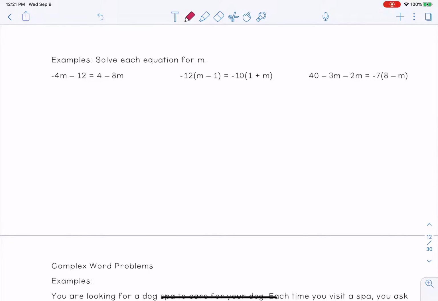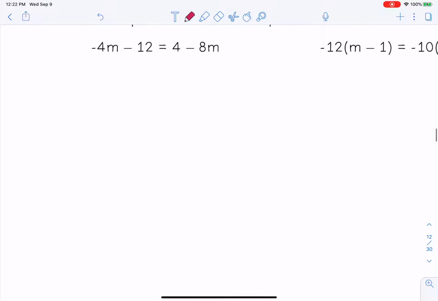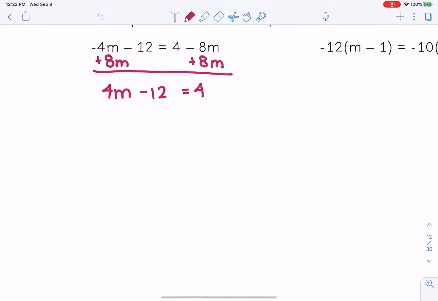Now let's try solving each equation for m. So in this first one, I want everything on the left to have m's in it. So I'll add 8m to both sides to get rid of it on the right. Negative 4m plus 8m will give us positive 4m minus 12 equals 4. Now we're ready to solve as usual like we've been practicing. So we'll add 12. 4m equals 16. And then we'll divide both sides by 4. m equals 4.